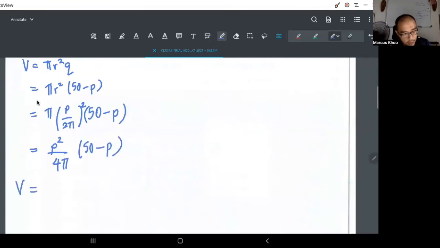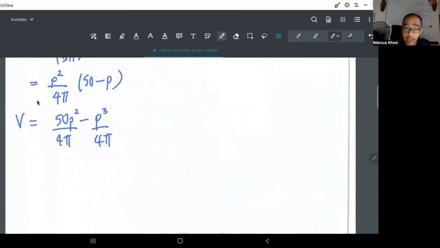So V equals (50P squared minus P cubed), and each of this is over 4 pi. The reason why I want to split this up is so that I can differentiate this easier. dV/dP. Oh, let me simplify first. 50 divided by 4 is, sorry, 25 over 2. So 25P squared over 2 pi, minus P cubed over 4 pi. I better hope I get this correct. Yeah, should be correct.